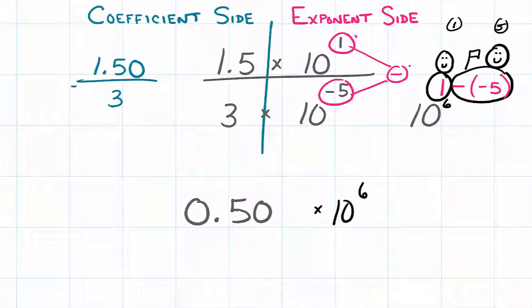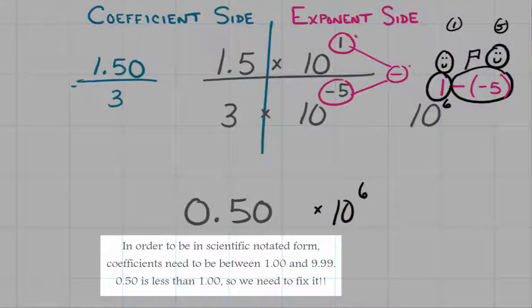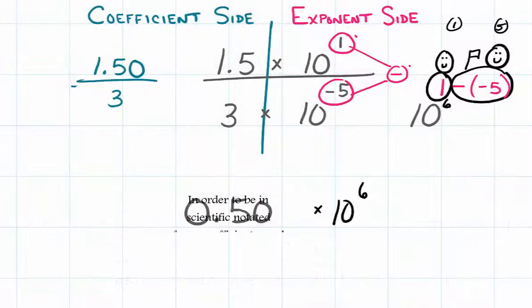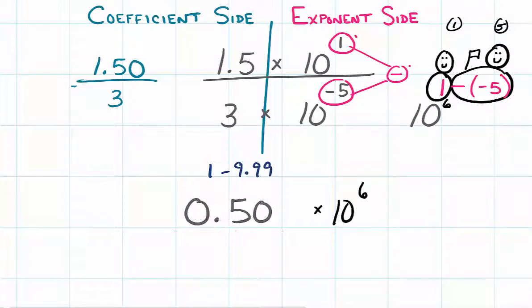Now, wait a minute. We can't leave this number looking like this because our scientific notation rules tell us that we have to have our coefficient being a number that's between 1 and 9.99. This is definitely not between $1 and $9.99. It's 50 cents. It's less than $1. So that means that I've got to take one of the place values that we have stored up over here and give one of them back.